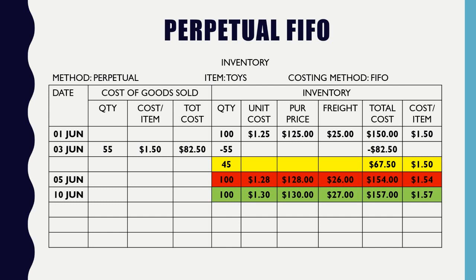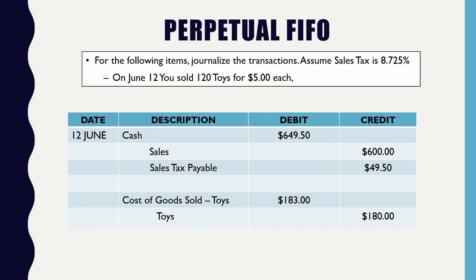So here I have a total of 3 batches of inventory, right? I have my first batch of 45 for yellow, and then my second batch is red at 100, and my third batch is green at 100 items. Okay? So then let's go ahead and see what happened next.